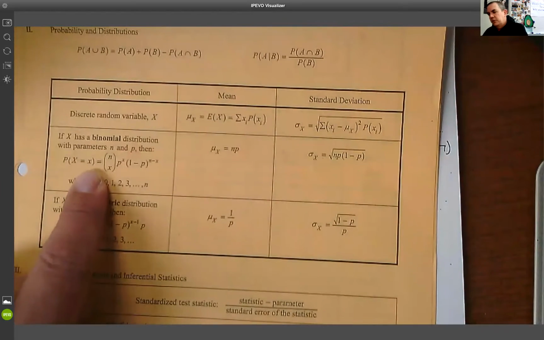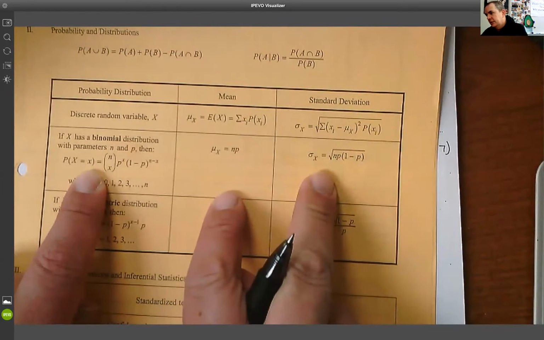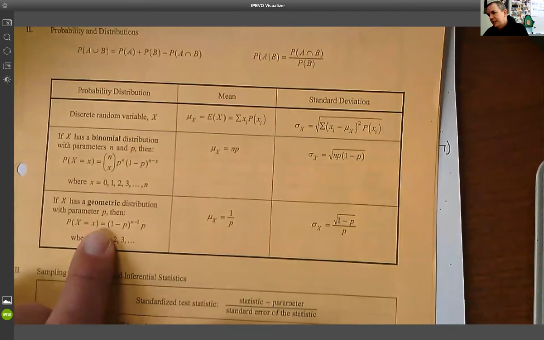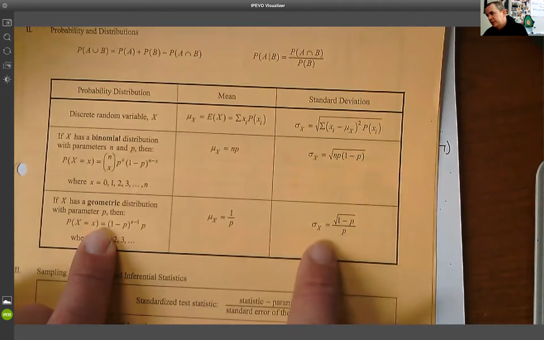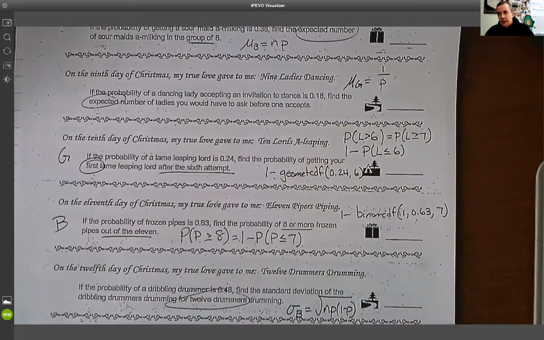Just one last review. Here's your general formula for an exact number in a binomial. Here's the mean. There's a standard deviation. Here's your exact formula for a geometric. There's your mean. There's your standard deviation. So hopefully that helps. Again, refer to the answer key. The answer key will give you the exact answers. Please ask me if you have any questions. And I hope it went well.